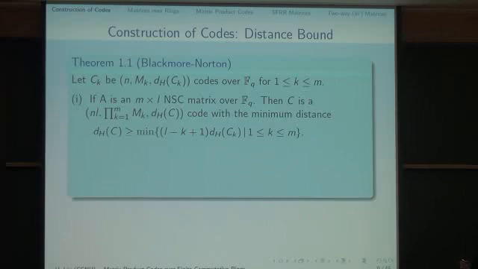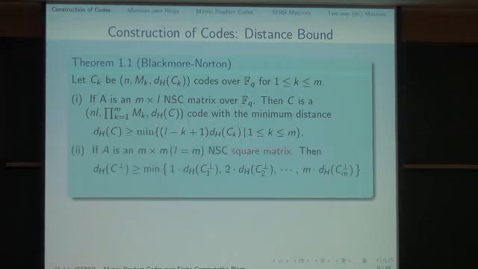Take M codes Ck, k from 1 to M. If A is an M times L non-singular by column matrix over FQ, then C is a code with these parameters: this is the length, this is the size, and this is the minimum Hamming distance. For the minimum Hamming distance, they give the following lower bound: L minus K plus 1 times the minimum Hamming distance of Ck.